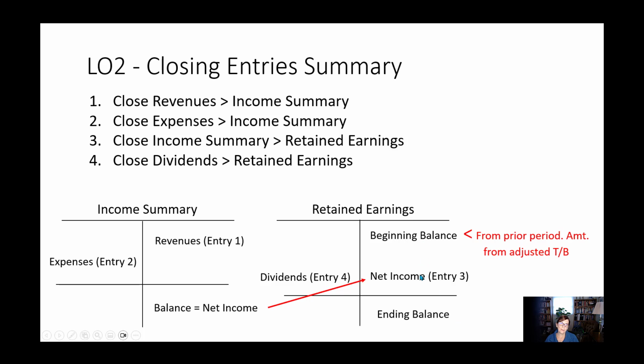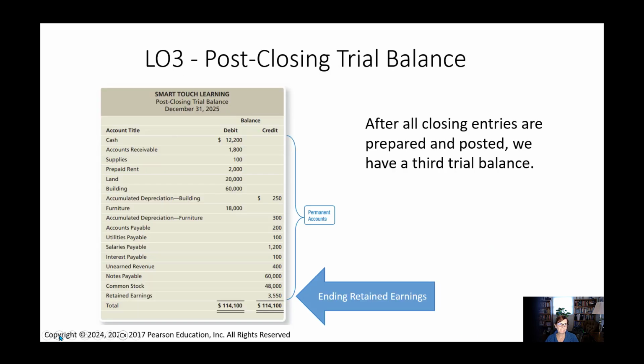So our beginning balance plus net income minus dividends gives us our ending balance. And the ending balance in the retained earnings goes to our balance sheet, and it also goes to the next thing that we're going to look at, which is our post-closing trial balance. So notice that we started this closing process with our beginning retained earnings balance from our adjusted trial balance, and we're ending with a different retained earnings balance that goes off to our balance sheet, which is our ending balance.